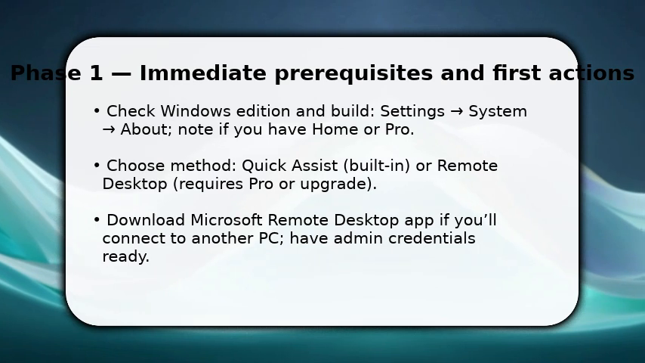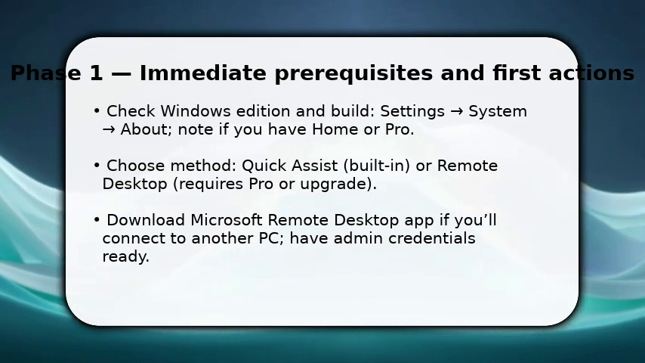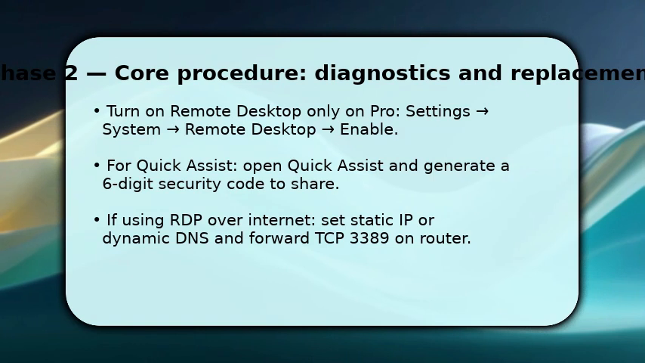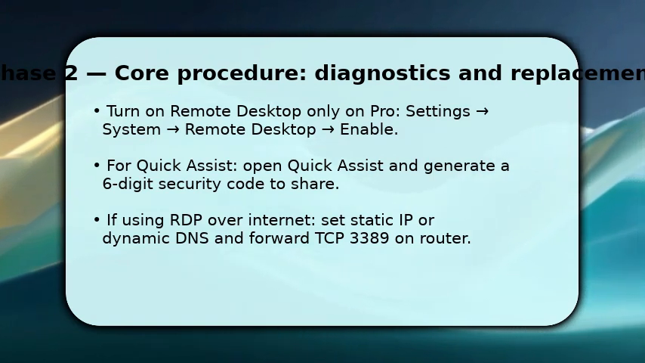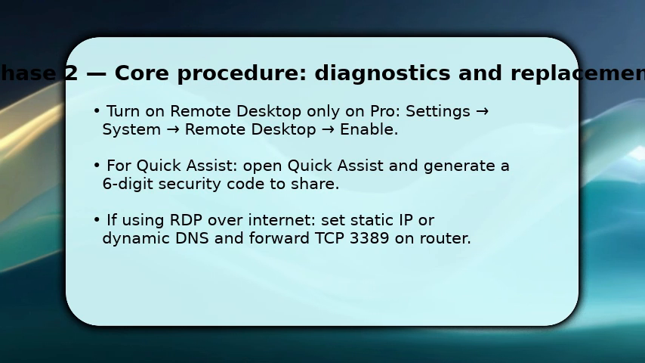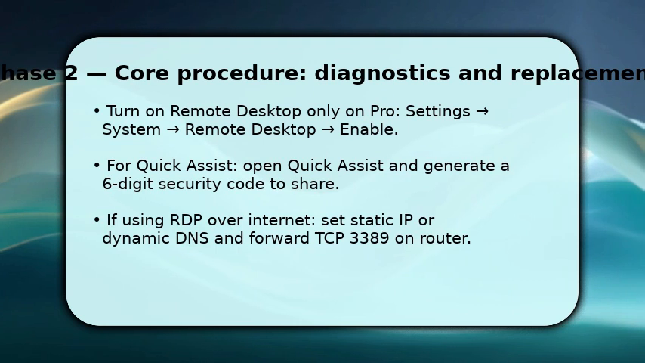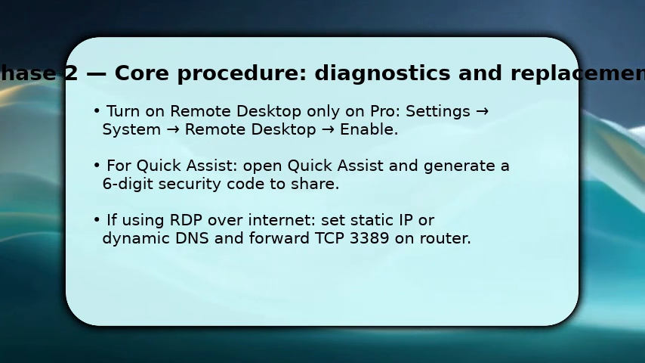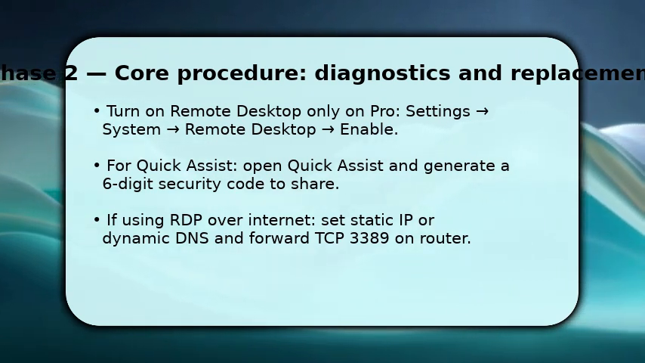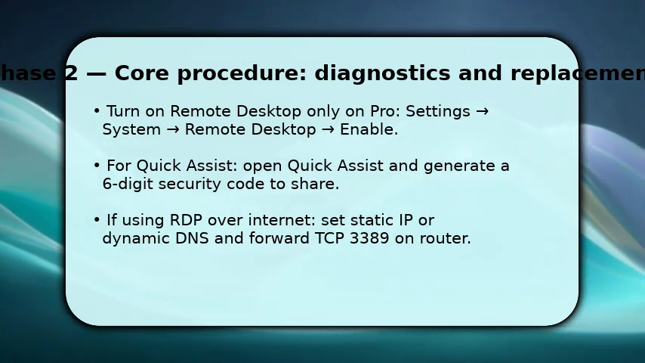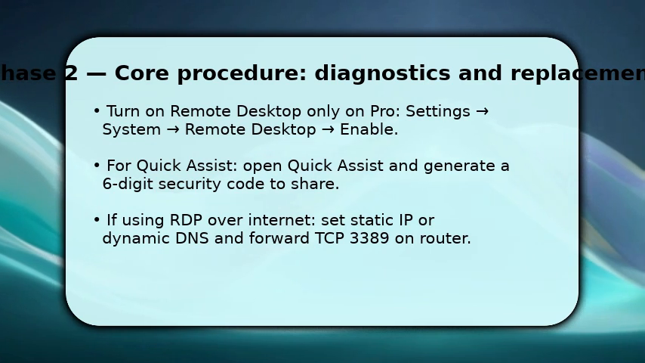Now configure the actual access. If you upgraded to Pro, enable Remote Desktop in settings and allow users. This opens the RDP host. If you stayed with Home, open Quick Assist and generate the security code to share with the helper. For Internet RDP, assign a static LAN IP or use DDNS, then forward TCP port 3389 on your router and confirm Windows Firewall allows Remote Desktop.